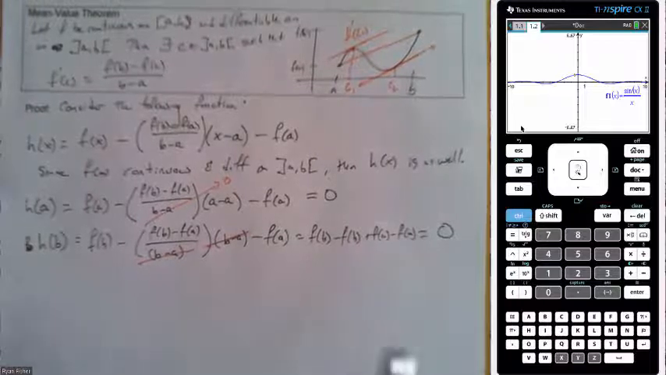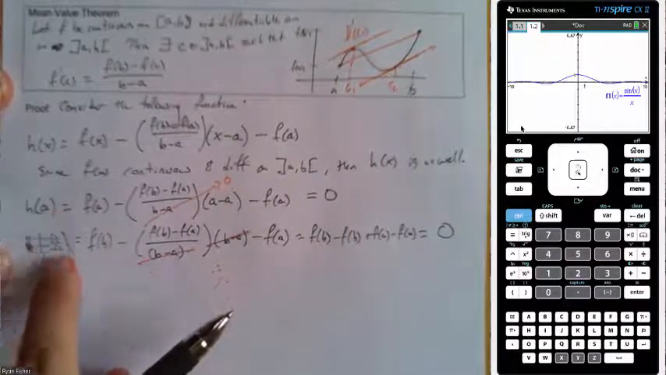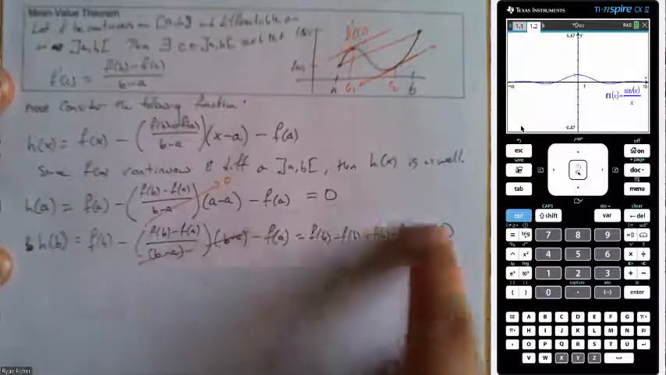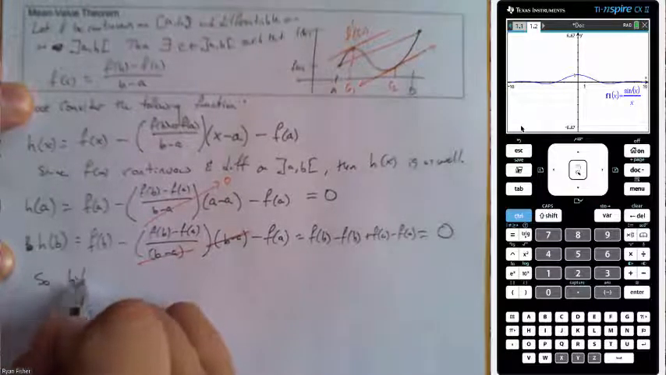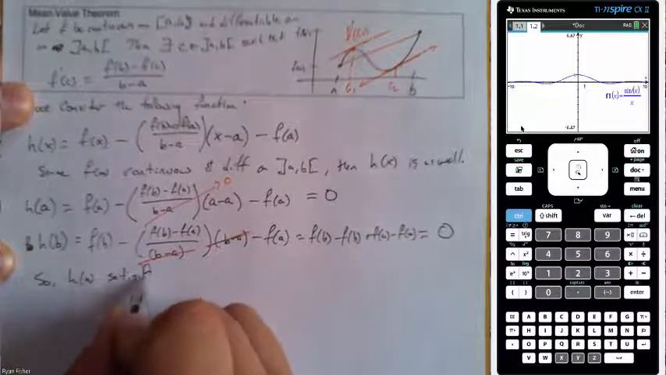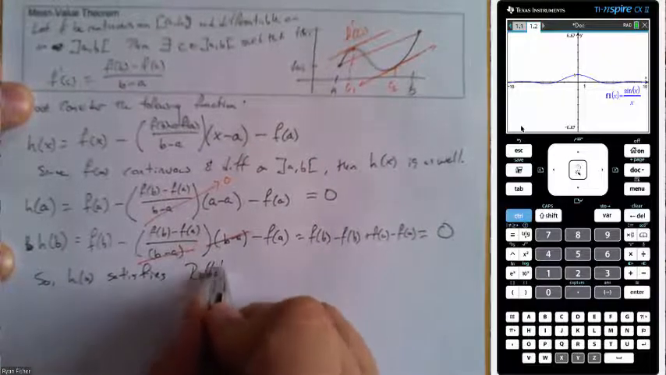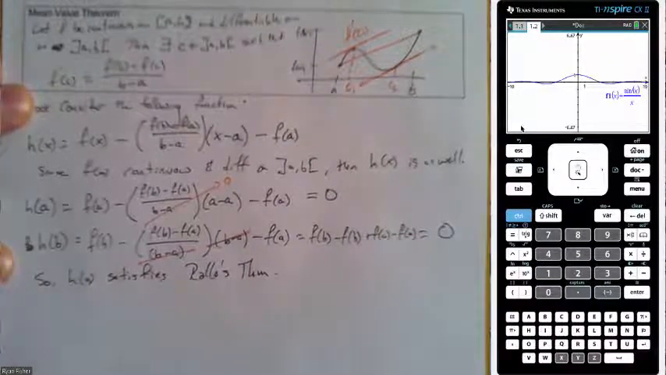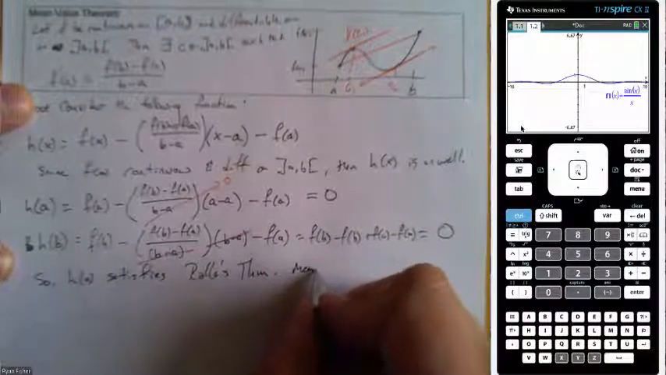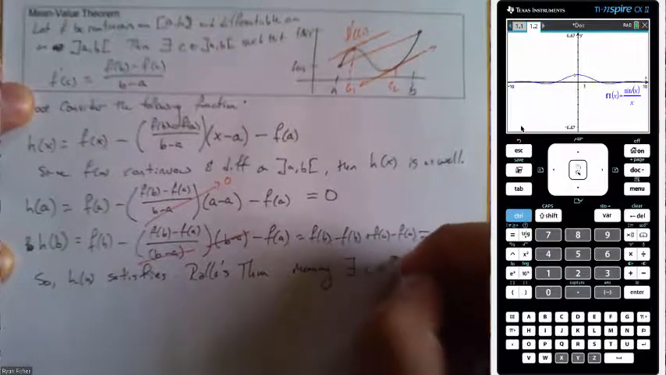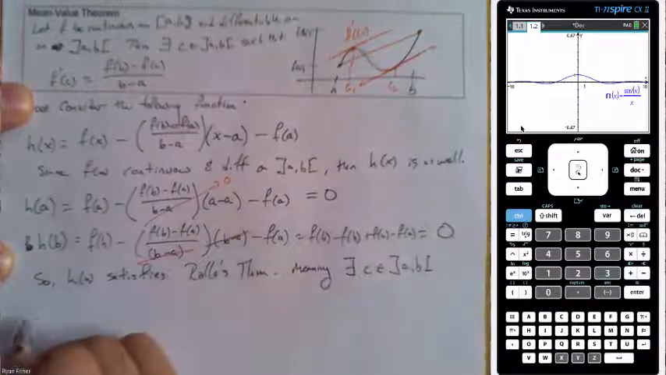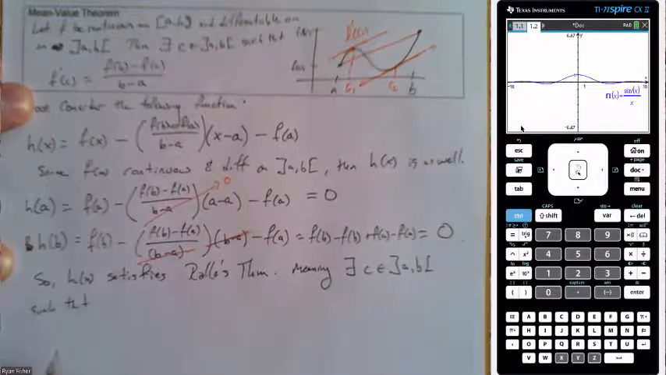What does this mean? This means that the values of the function's outputs are equal at the endpoints, which means this function satisfies Rolle's theorem. So h of x satisfies Rolle's theorem, meaning that there exists some c in the open interval such that the derivative of h at this value c is equal to 0.